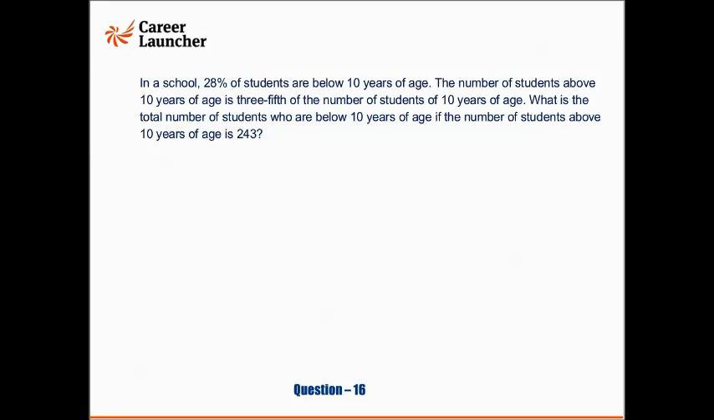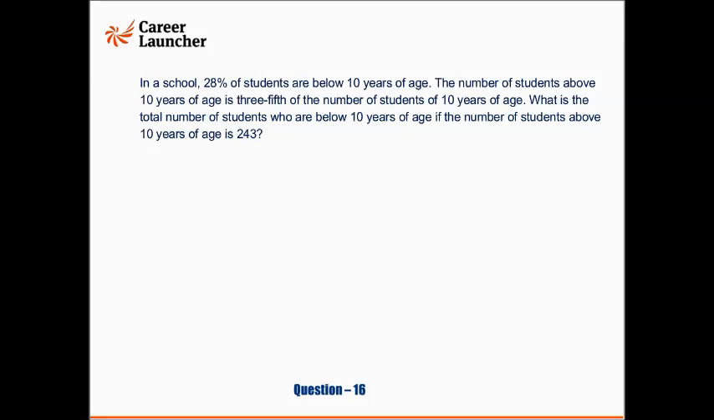Try to understand this question. We have to calculate number of students who are below 10 years of age, and the data provided is number of students above 10 years of age. See, students, try to use this information. The number of students above 10 years of age is 3/5 of the number of students of 10 years of age.